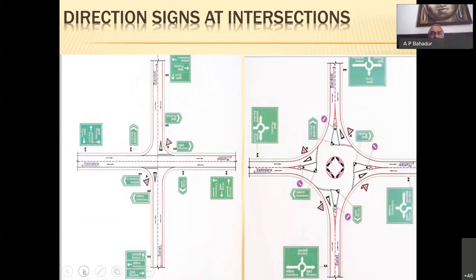These are the sign configurations normally on a roundabout or on a four-arm intersection, as you can see here. Direction sign is very important. For the roundabout, again, a direction sign and cautionary sign, and a keep left sign. So these are some of the basic signs which are already given in IRC 35, which you can refer to.